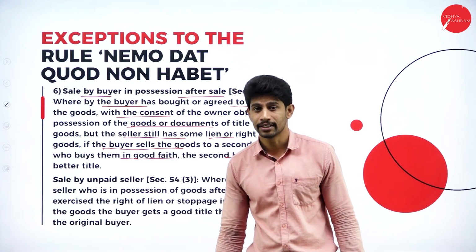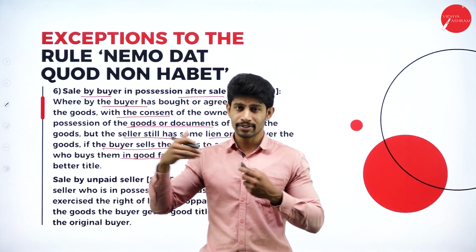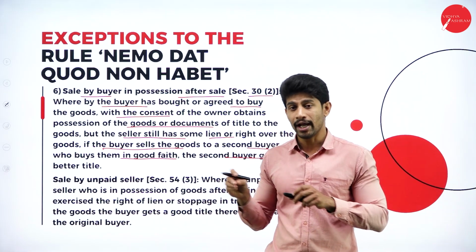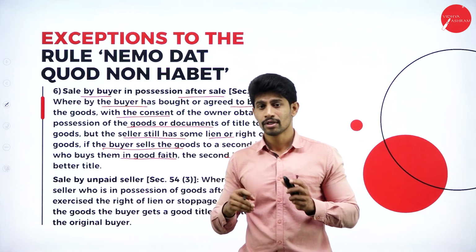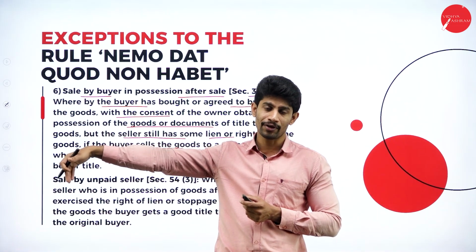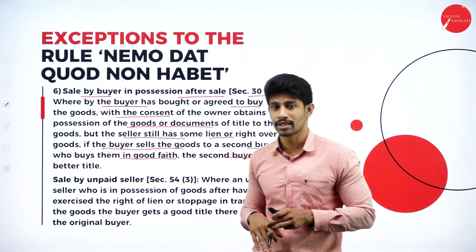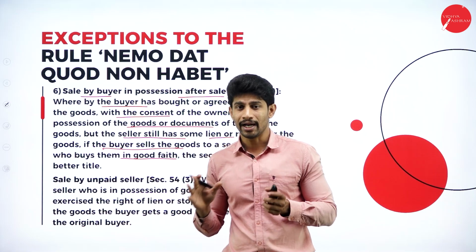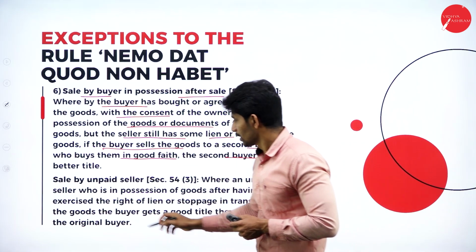if the buyer sells the goods to a second buyer who buys them in good faith, the second buyer gets a better title. That means you purchased the product from the seller as a buyer, the ownership is with you and the goods are in your possession. You can sell it to the next party. If the next party has good faith in you, then obviously they can purchase that product, and that will also be considered a sale of goods, and no confusion will happen in that scenario.